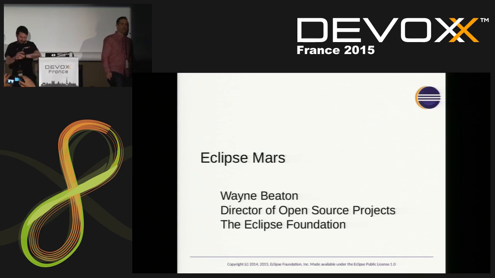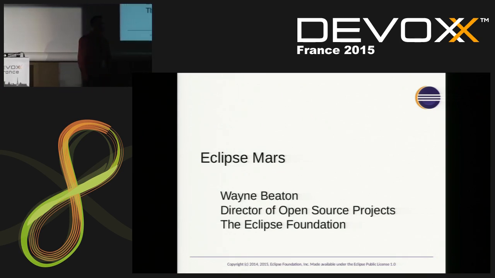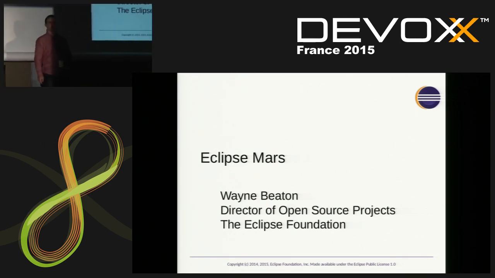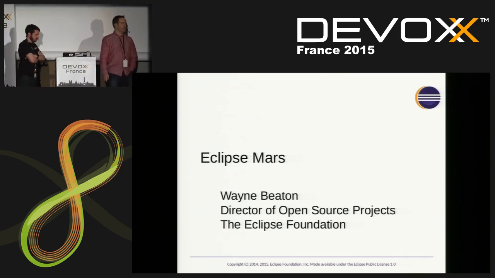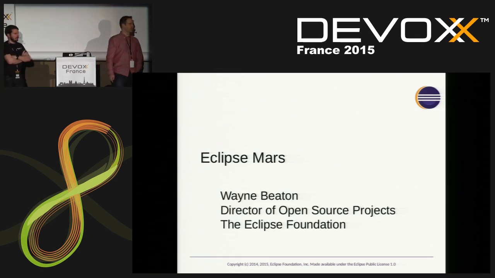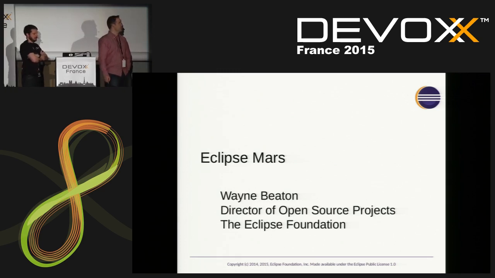Good afternoon. My name is Wayne Beaton. I'm with the Eclipse Foundation. My official title is Director of Open Source Projects, which means that my job is to help our various open source projects at the Eclipse Foundation be successful.